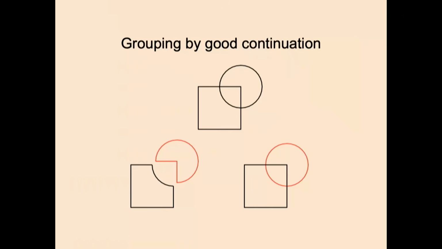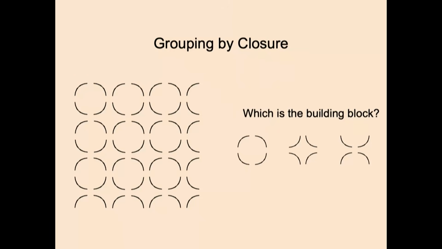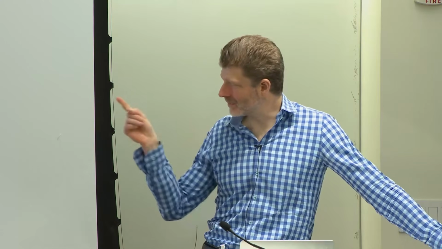We saw other examples of grouping like good continuation, where you tend to see things as grouped if they result in continuous contours. So you look at an image like this and you perceive this as being a circle on top of a square, even though there are alternative explanations that are possible. Grouping by closure. So this is a whole bunch of elements that you could be perceiving as a repeating unit of different sorts, right? So each of those three building blocks could potentially be an explanation of the elements that you see there. But almost everybody tends to see these things as circular, right?